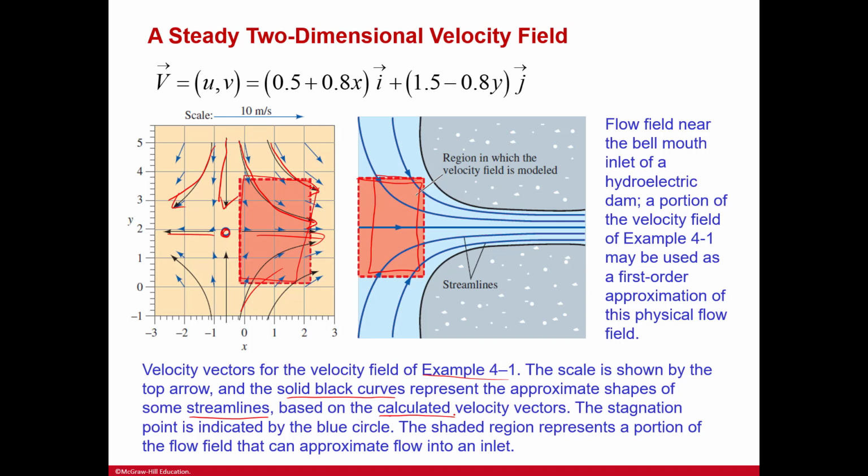The stagnation point is indicated in the blue circle, so that's right here in the middle. Remember this stagnation point: stagnation means that there's no flow or no motion. Think of the hurricane and the eye, right? Remember the eye wall, extremely dangerous. That's where all that rotation happens. But inside of it, it's stagnant. There's nothing happening, no motion, no rotation, nothing. And then the shaded region represents a portion of the flow field that can approximate flow into the inlet.